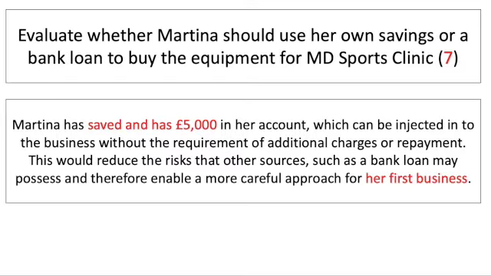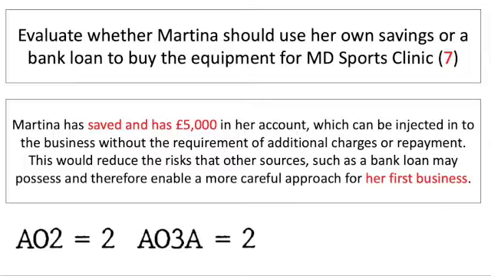Again, in red for application, but there's that chain of development. I haven't just stopped, for example, in terms of after repayment. I've carried on thinking about, well, why is that important to Martina and her situation? So now I'm confident that I've got 2 marks for AO2 and 2 marks for AO3A. So now I just need to do my evaluation.